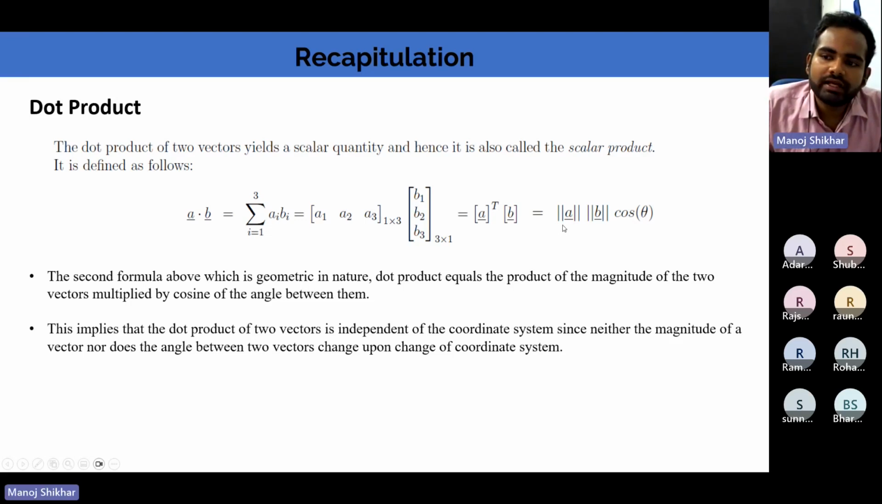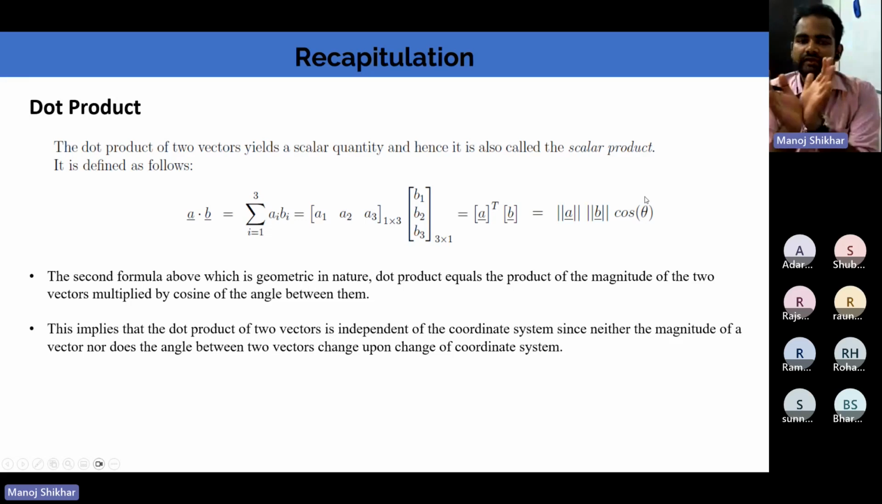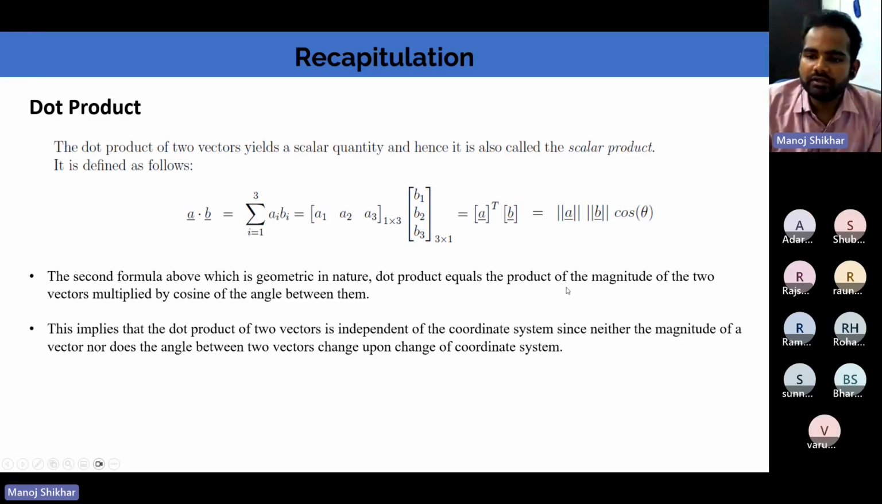One more thing to look at here is AB cos theta. Here this is the norm of A, the norm of B, and this theta is the angle between the two vectors A and B. With a change in the coordinate system, neither the norm of A nor the norm of B will change, and neither will the angle between A and B. That's why the dot product will be the same in any coordinate system.